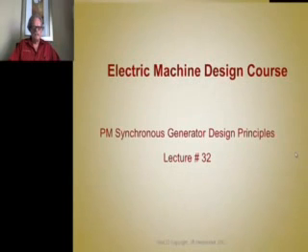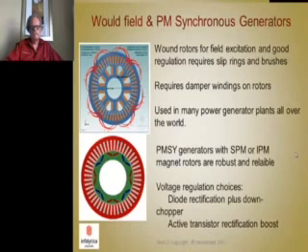Now, we've touched on a few aspects of generators before, but we're going to dedicate an entire lecture to it and go over some important aspects of generator design. These are synchronous generators we're talking about, and there's basically two types of those. There's the wound field type, and then there's a permanent magnet type, and the permanent magnet versions can be surface mounted or internal magnet machines.